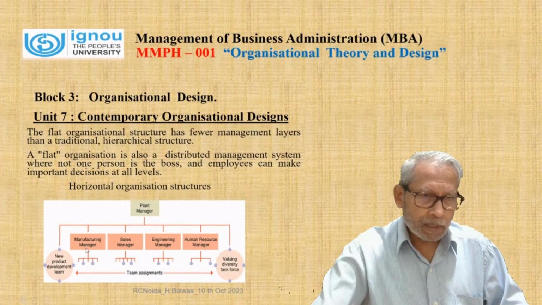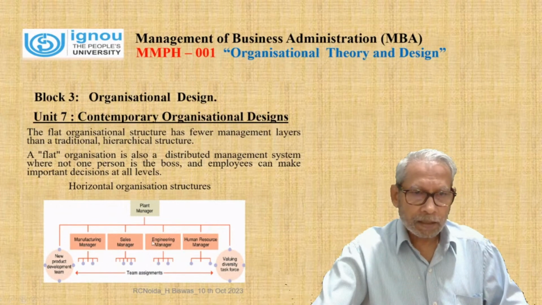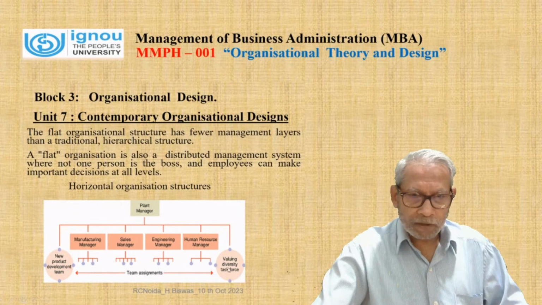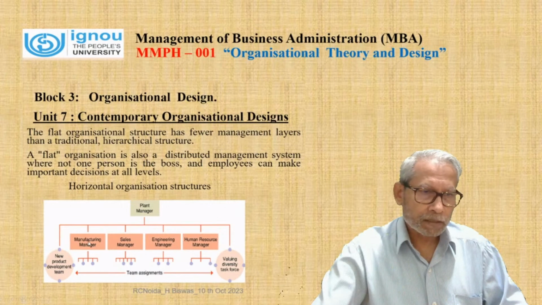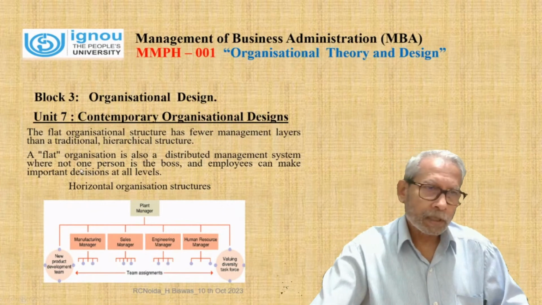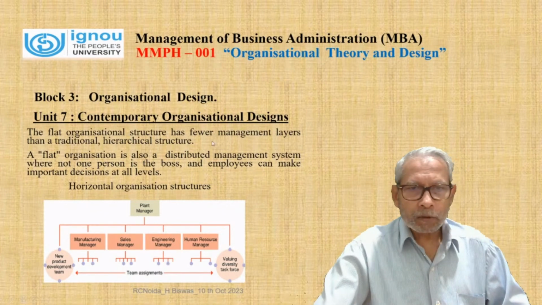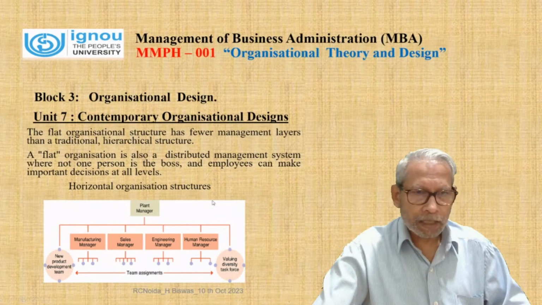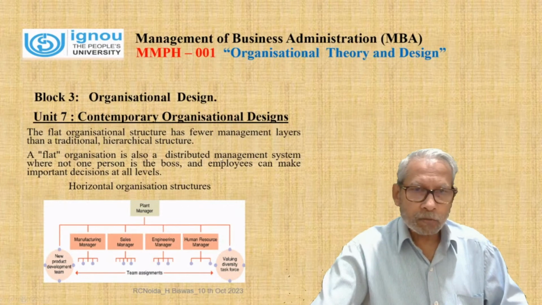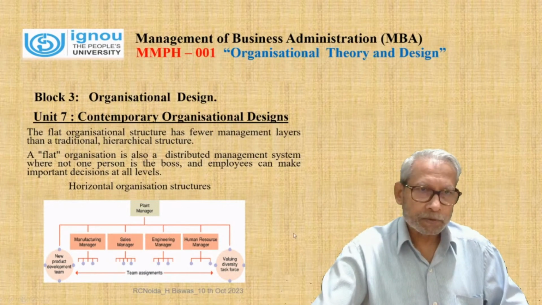You see here the manufacturing manager, sales manager, engineering manager, and human resource manager are there. And a new product development team is also there. So evaluating your diversity task forces, and there are team assignments also there. So this is one of the horizontal organization structures. This is a contemporary way we can decide. The horizontal organizational structure should be in plant management, basically in plant management. So we can distribute the work. So that's why it is called a distributed management system, DMS.